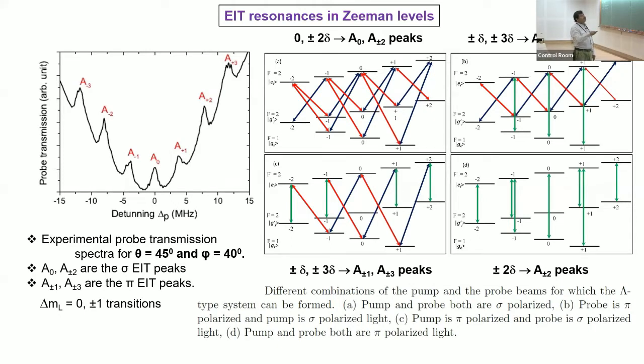So if you have both pi polarized, it is A0 and A plus minus 2 peaks, which are the sigma peaks. And if you have one pi and one sigma, then you get plus minus delta, plus minus 3 delta sort of things. And if you have completely pi polarized light, then you have only 2 peaks of plus minus 2 delta. Keeping in mind that there are many possibilities, these transitions always have to be kept in mind. This is sort of a gamut of a lot of EIT possibilities happening there, and therefore it gives this sort of a spectrum. So it was good that we could understand at least qualitatively.